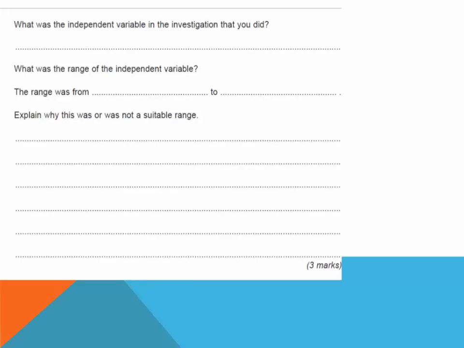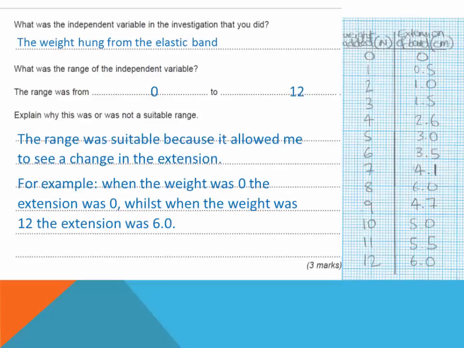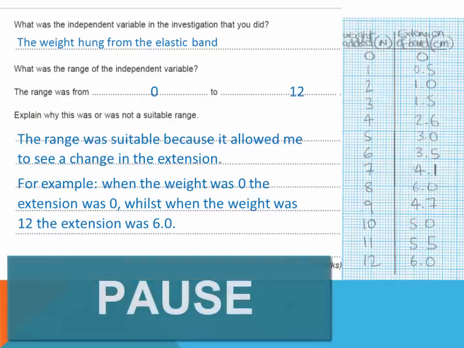Here's a typical question on range, and I'd like you to imagine that you have the following data. I'd also like you to imagine that you're the examiner and a student has written a response shown in blue. I'd like you to pause the video and consider whether the answers are worthy of the 3 marks available.